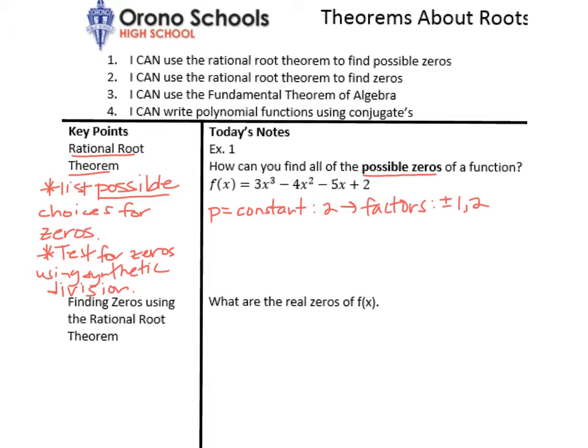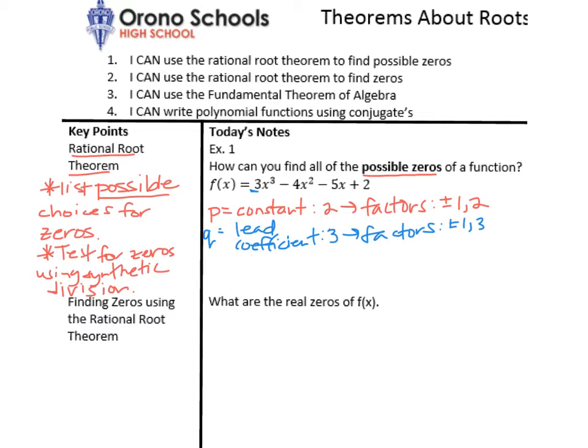Then we need another coefficient, which is our lead coefficient, and we'll call that Q. We do the same thing. Now the lead coefficient is 3. What are all the possible factors of 3? There aren't that many, which is kind of nice for this problem. Just 1 and 3, but they can be positive or negative.